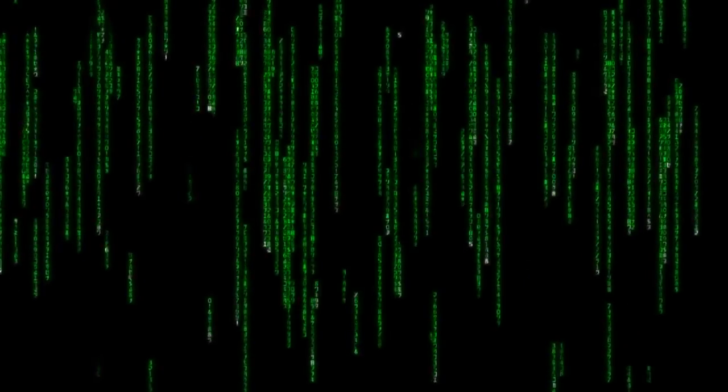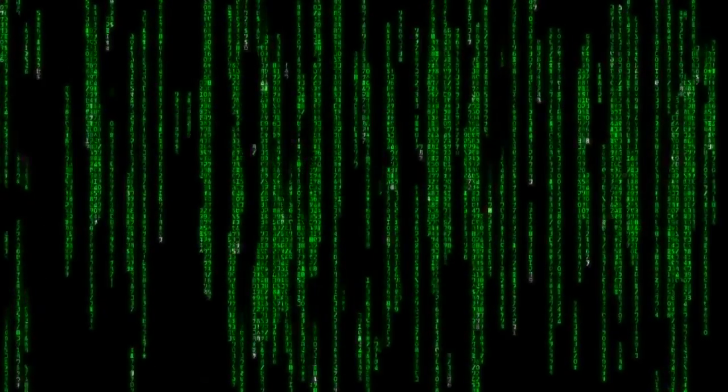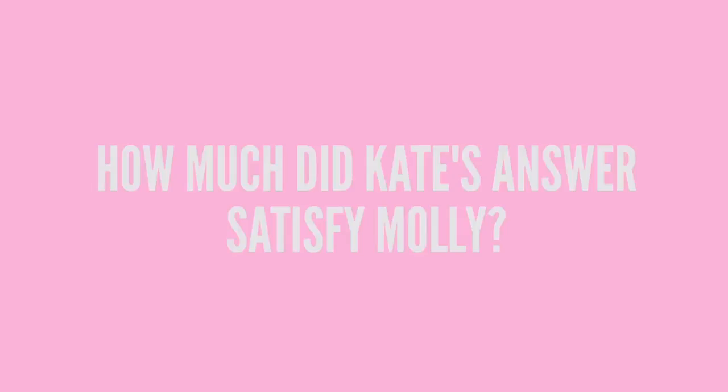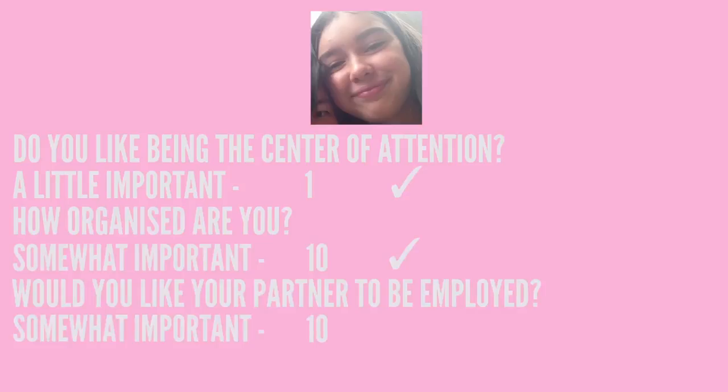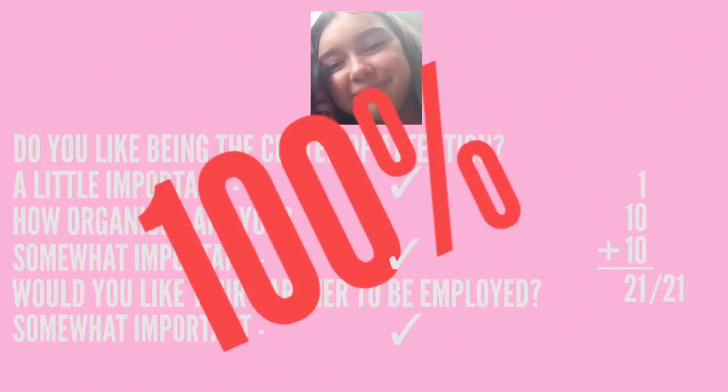Next, the computer makes two simple calculations. Let's go back to our example. The first calculation the computer makes is how much did Kate's answer satisfy Molly? Well, let's see. Molly told us that the first question, do you like being the center of attention, was a little important to her, and it was worth 1 point. She also indicated that she wanted her potential match to answer no, and Kate got that right. The second question was worth 10 points, and Kate also got that right. The final question was also worth 10 points, and Kate got that right too. That means that Kate scored 21 out of a possible 21 points. This equates to a percentage of 100%.